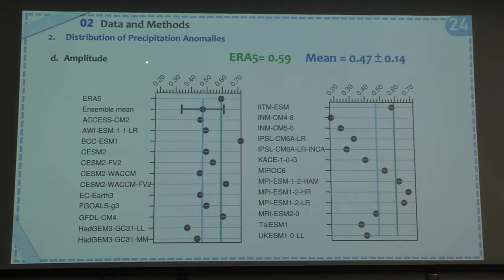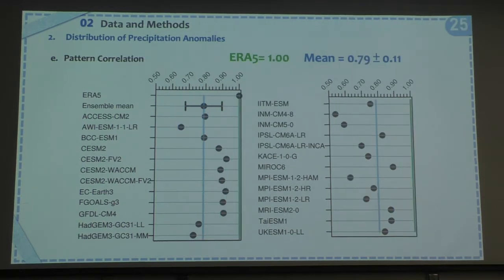First table is the amplitude of precipitation anomaly. In the observation it is close to 0.6, but the model mean shows a weaker amplitude than observation. And for some models, the amplitude is only 0.2, which is very weak precipitation. Then the pattern correlation, you can see that the mean of models is lower than 0.8. So some models show a different evolution from the observation.